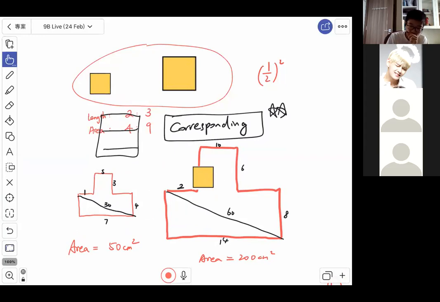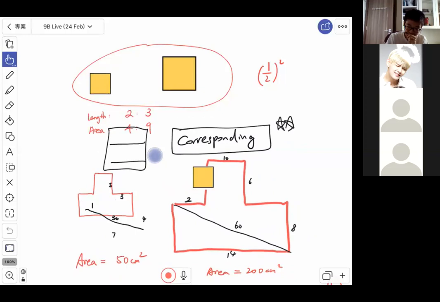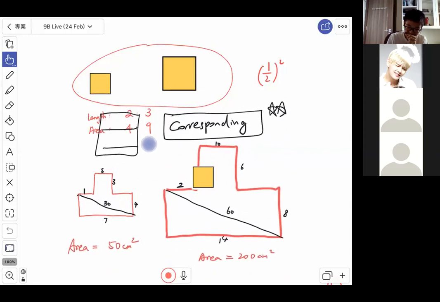Okay, so I already tried my best to tell you why, but of course, by doing the math, you will very soon remember this result, okay?